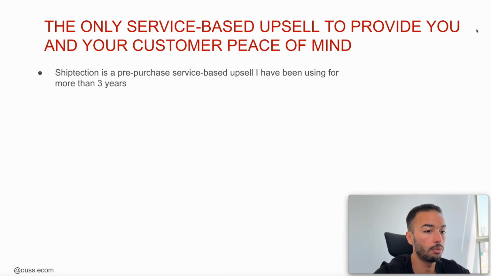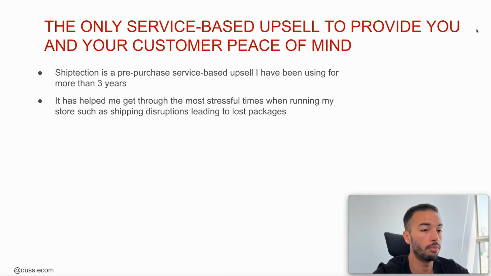Since if they have opted for this ship protection package protection insurance, they are fully covered against all these scenarios. So in case that happens, they are offered the choice between having a full refund or a free replacement, which covers them and helps you avoid having the customer being upset about the whole purchase experience. So this pre-purchase upsell has helped me get through the most stressful times when running my store, such as shipping disruptions leading to lost packages.